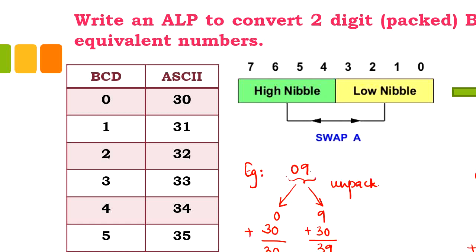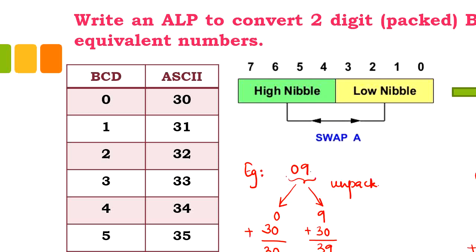So for masking, we will be using F0 or 0F, depending upon whether we are masking the higher nibble or the lower nibble, and then we perform the swapping operation. And when we mask with 0F or F0, the operation we use is ANL, which is nothing but the logical AND.